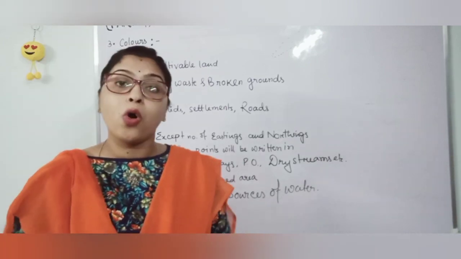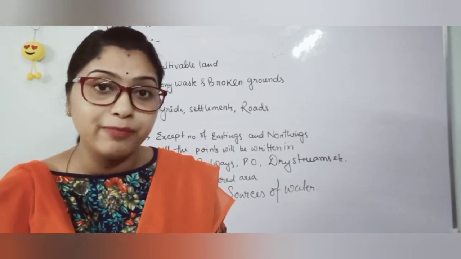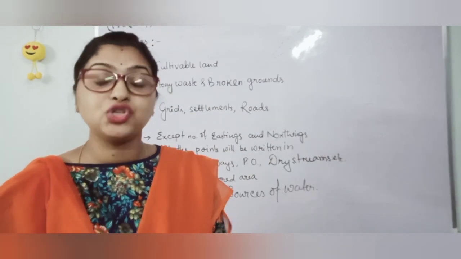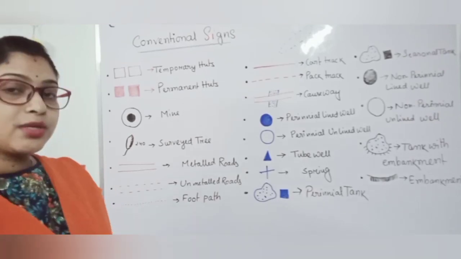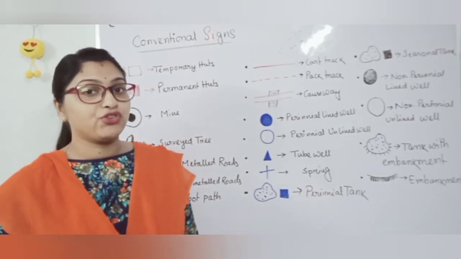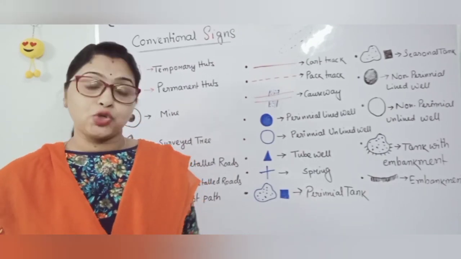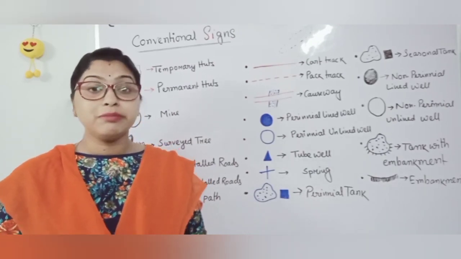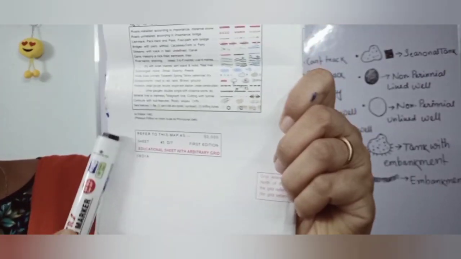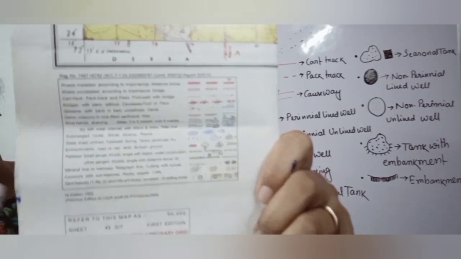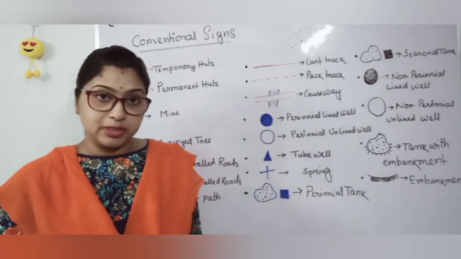So students, hope you have understood that different colors are used for different features, and it is very essential to study the topographical map. Yes students, now we will talk about conventional signs or symbols. At the bottom of the topo map, this kind of symbols are always given. Here I am showing a part of a topographical map where some symbols are given. This kind of many symbols are given. So what are the symbols?